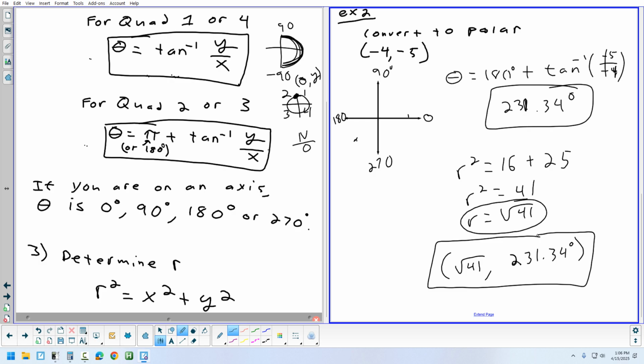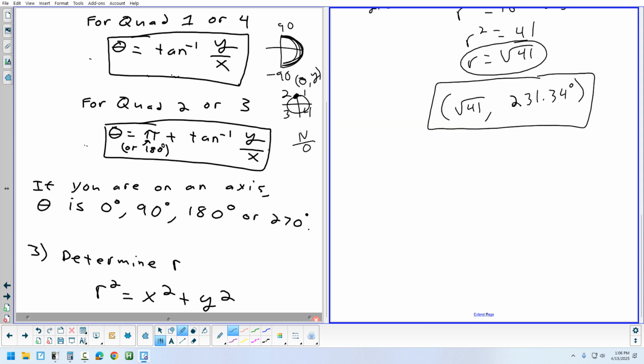Now, if you had a point here, again, you're not using a formula, you just have to know that the answer is 270 for the angle. So what if I gave you just a picture?